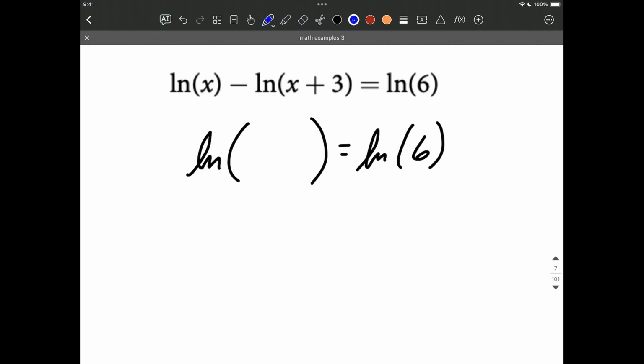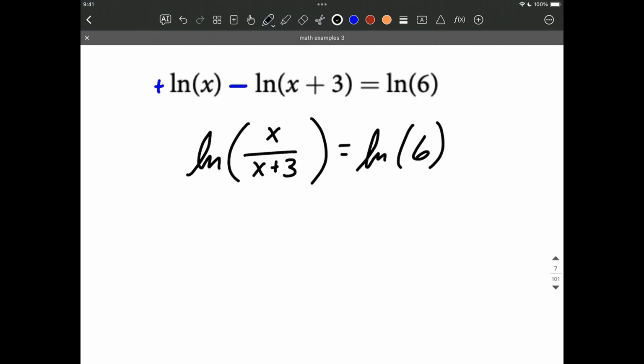On the left-hand side, though, because the first one's positive, that x from the inside is going to end up in our numerator in our single natural log, whereas the second one is negative out in front. What that tells us is that subtraction is going to turn into a fraction on the inside. So the x plus 3 goes down to the denominator. Now at this point, we have a single natural log on each side of our equation.